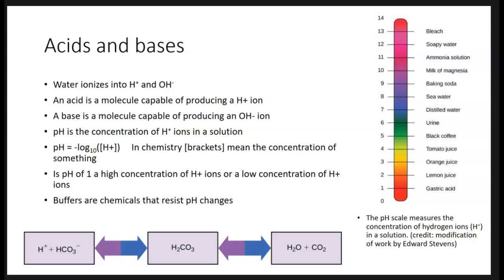So buffers are chemicals that are able to resist changes in pH. For example, this carbonate buffer, which is shown in the chemical reaction diagram on the bottom, is able to absorb excess hydrogen ions in a solution by interconverting between different chemicals, and able to absorb changes in the concentration of hydrogen ions in a solution.